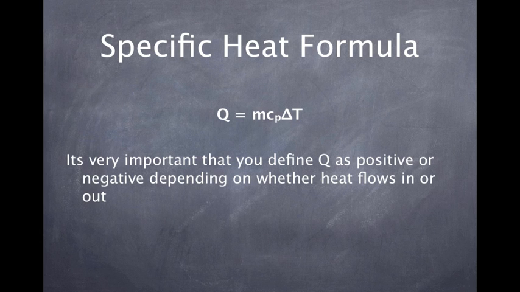And finally you have the change in temperature, ΔT, which is the final temperature minus the initial temperature. So it's very important you realize that's not just one temperature, it's the difference between two of them. Also, Q can be positive or negative depending on whether heat is flowing into the system or out of the system. If you're adding heat, the change in temperature will be positive and Q will be positive. But if heat's leaving the system, ΔT will be negative and Q will be negative as well. So this works for both heating things up and cooling things down.